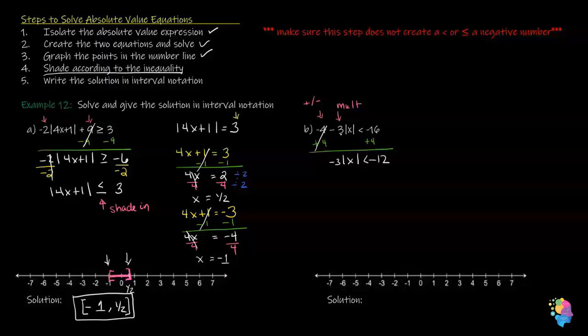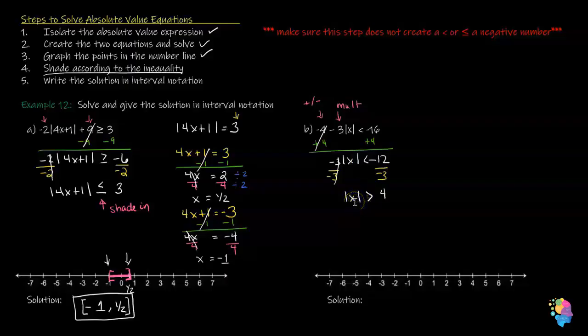We're not done. Remember that 3 was multiplying the absolute value of x, so I'm going to have to divide both sides by -3. From left to right, this gets eliminated, leaving me with the absolute value of x. And on the right side, -12 divided by -3 is +4. And we have to remember again, because we divided by a negative, we have to flip that inequality. And now I see that the absolute value has been isolated.